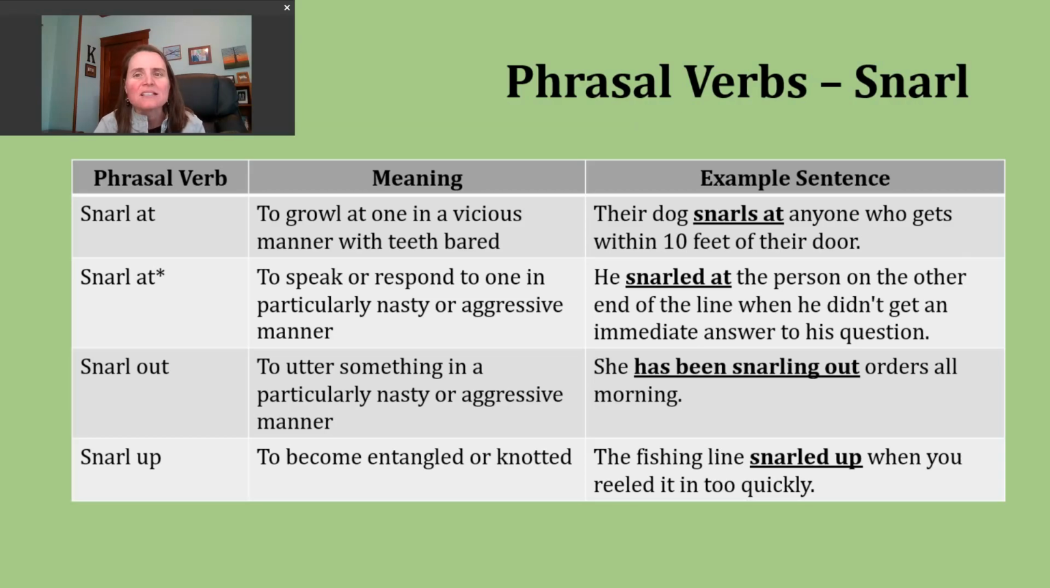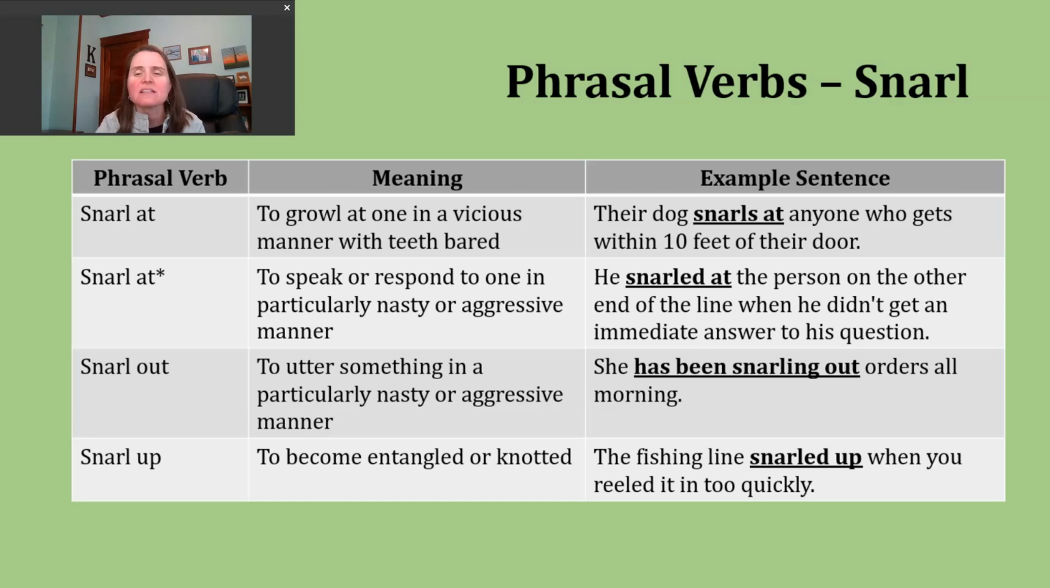So the example sentence says, their dog snarls at anyone who gets within 10 feet of their door. So this might be described as kind of an aggressive animal, one who feels quite protective of their space. And so, again, anyone getting close maybe to the house gets this particular action as a result. A second way to use snarl at, again, would be more with people here, so to speak or respond to someone else in a rather nasty or aggressive manner.